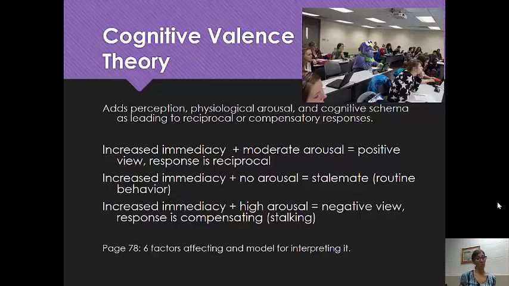So I'm going to give you an example of cognitive valence theory. And I just want to preface this really fast that there may be some triggers that come with this story, because the story does involve an experience that I had with what I now know is stalking.